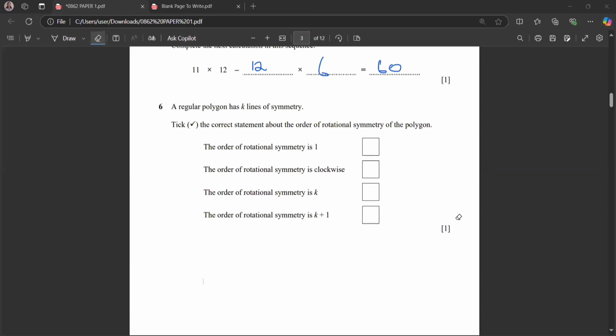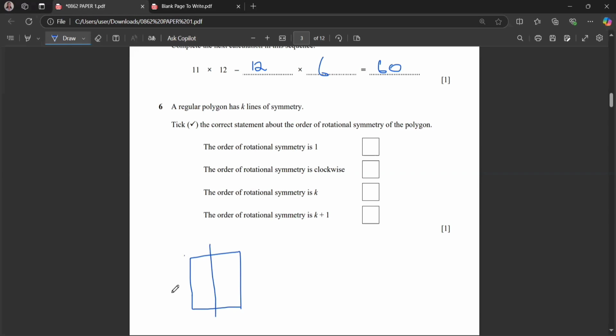So the sixth question: a regular polygon has some lines of symmetry. Pick the correct statement about the order of rotational symmetry of the polygon. Let's take the example of a square. A square is a regular polygon because all its four sides are equal, all its interior angles are equal, and all its exterior angles are also equal. It has four lines of symmetry.